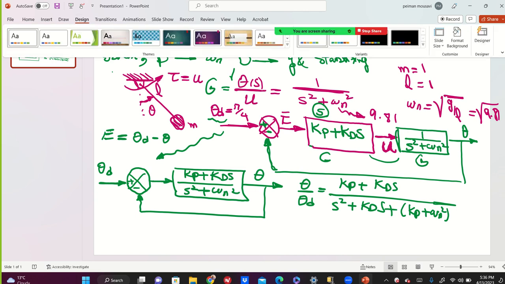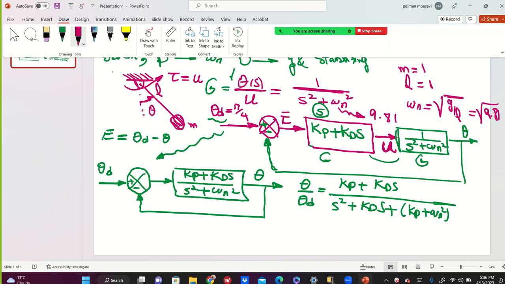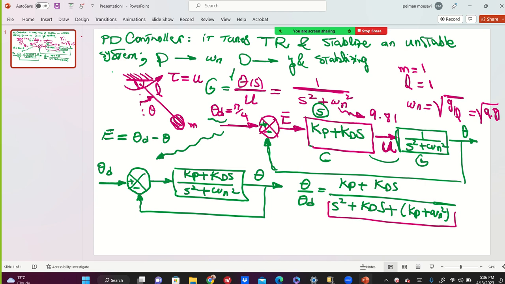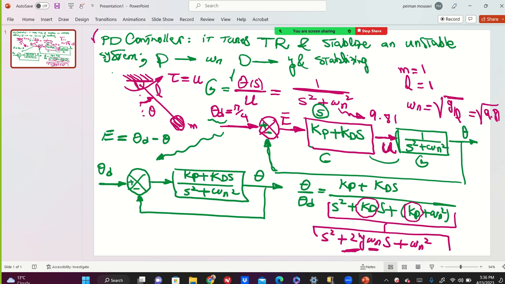And I told you, based on whatever I taught you in this class, you can compare this with the typical second order system I taught, S square plus 2 zeta omega n S plus omega n square. You see that the D controller adds damping to the system. It's good. Obviously associated with natural frequency. And the P controller, see, it is tuning, adding to the natural frequency as we defined here.